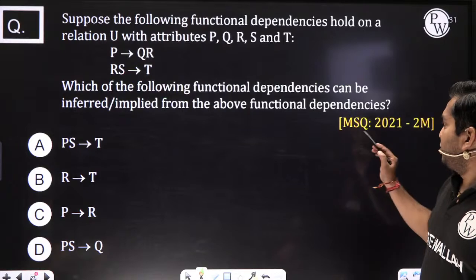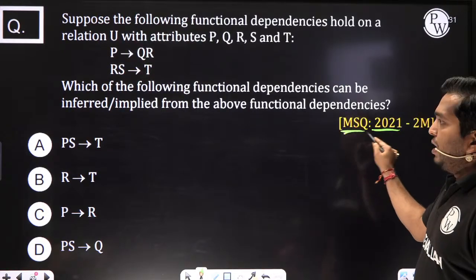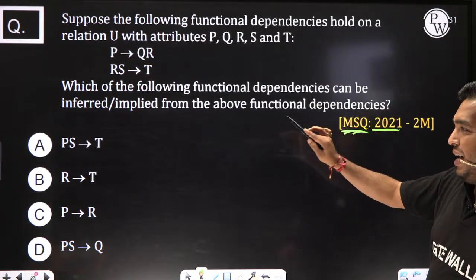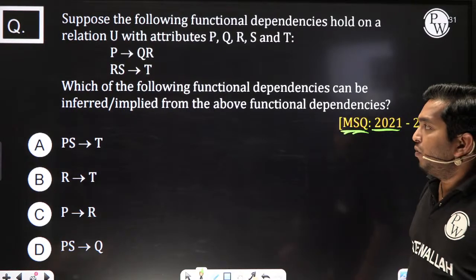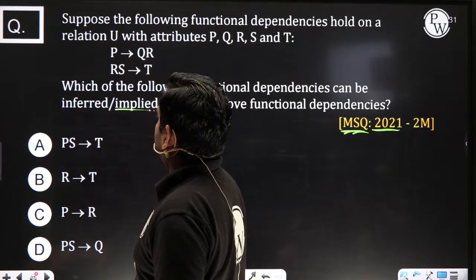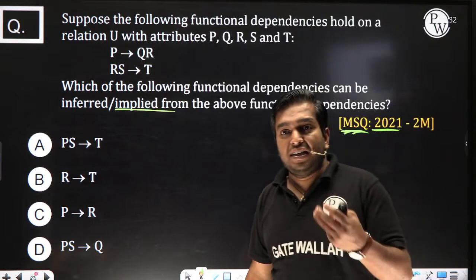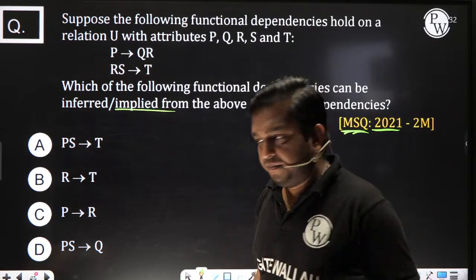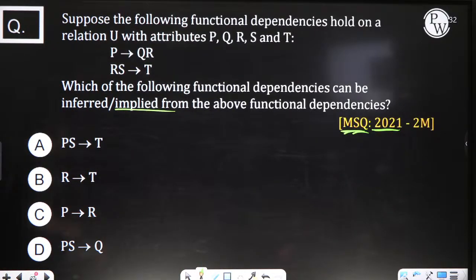Now, this question was asked in GATE 2021, an MSQ. Which of the FDs can be derived from the above? Let me know which FDs are implied. What you have to do? Just take the closure of the LHS and see if you are getting the RHS. Tell me fast, my dear student.